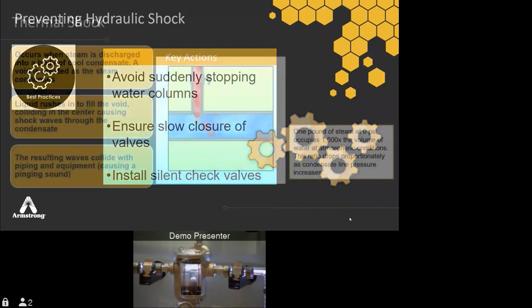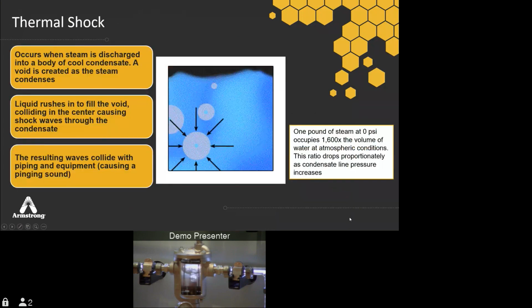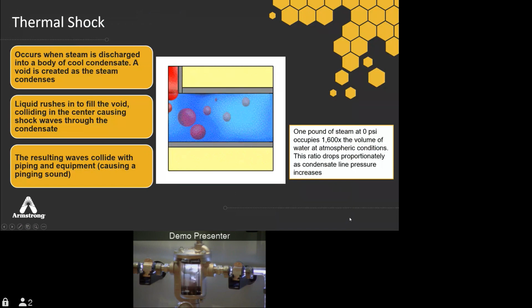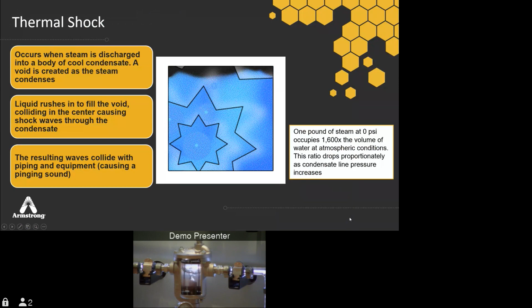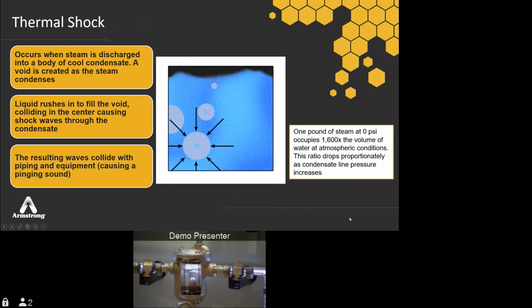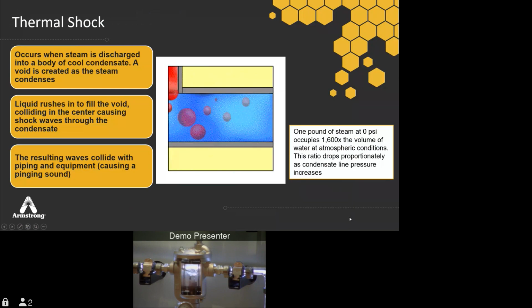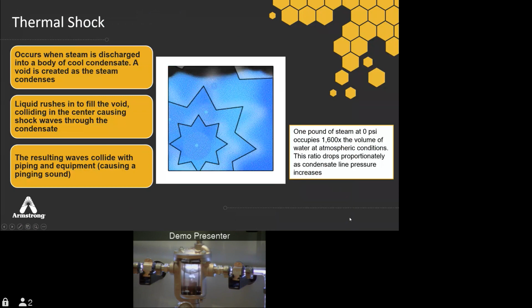The next type of water hammer is thermal shock. This does require a biphase system to occur. So if you have a relatively cool condensate line and you're putting steam into it, those steam bubbles that form are going to collapse. And when they collapse, you've got to keep in mind that steam has a much greater volume than condensate. So only a little bit of condensate's left over, and the rest of it's just open volume that needs to be filled. And the condensate around it is going to fill it.